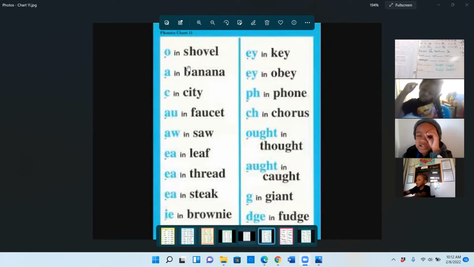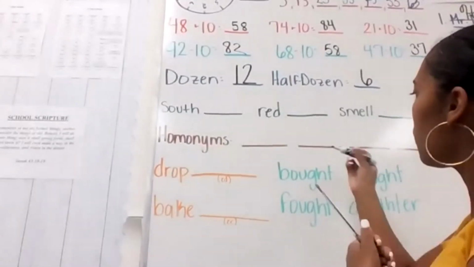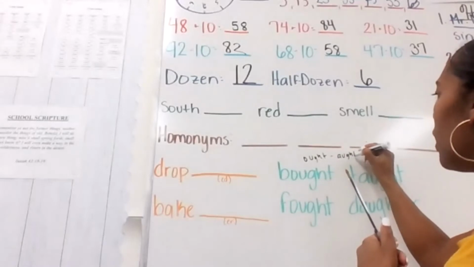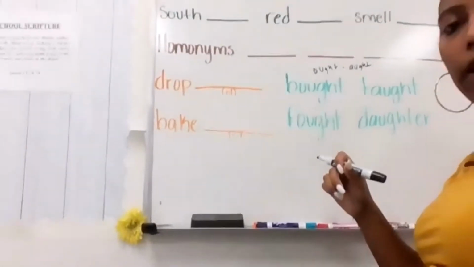Okay. All right, so we're moving on to chart 11. Today we're learning OUGHT ought and AUGHT ought. So sooner or later we'll be on chart 12. All right, so let's look at our sounds. We have OUGHT ought, AUGHT ought. Now this should be pretty easy. Let's identify the sounds and read the word.